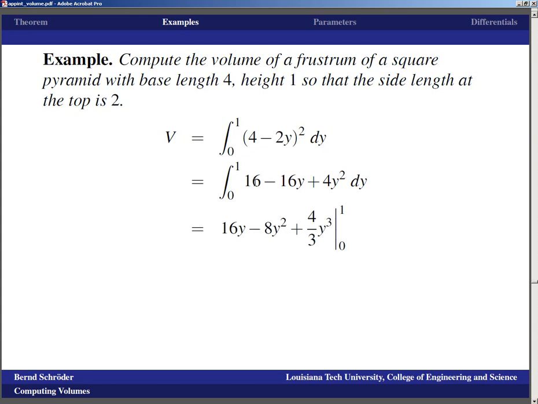And so we integrate that. Integral of 16 is 16y. Integral of 16y is 16 halves y squared, which ends up being 8y squared, and we keep the negative sign, of course. Plus, the integral of 4y squared is 4 times 1/3 y cubed, which is here. And we go in the boundaries from 0 to 1. Well, that at the upper bound gives us 16 minus 8 plus 4/3, and at the lower bound we subtract a bunch of zeros. So that's 8 plus 4/3, that's 24/3 plus 4/3, that's 28/3, and that's already it.